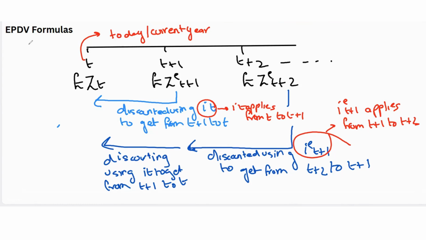So the whole idea is that when we're finding expected present discounted value, we want the value today in year T. T represents today for us. So the value that's already at year T does not need discounting. The value at T plus 1 needs to be brought to year T, and you're going to discount using the interest rate that applies from T to T plus 1, which is IT.